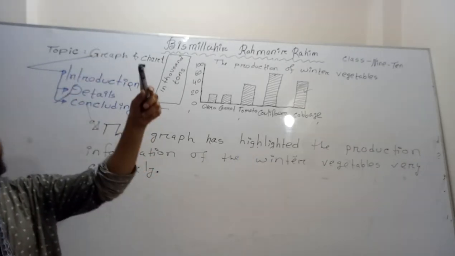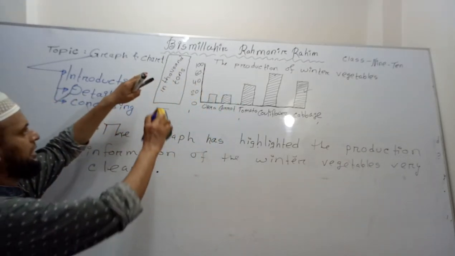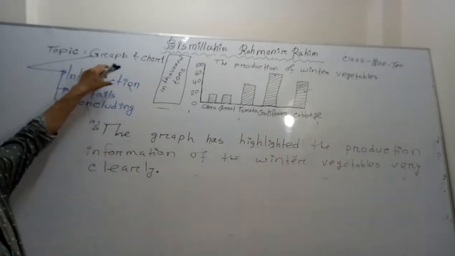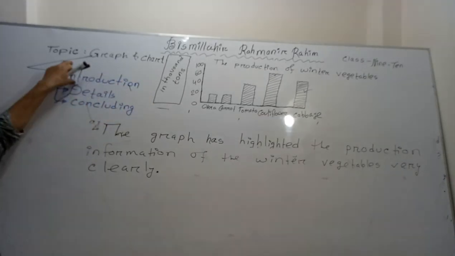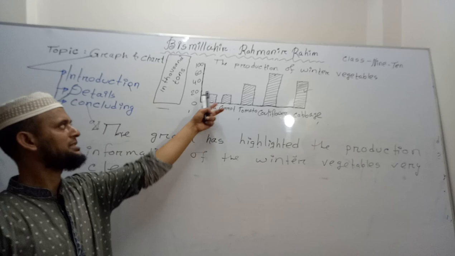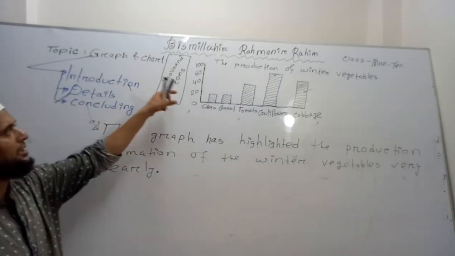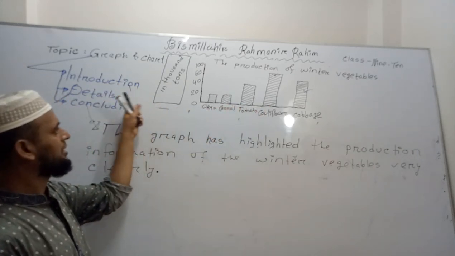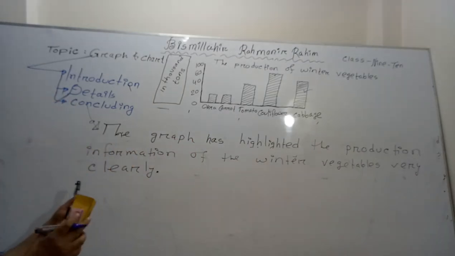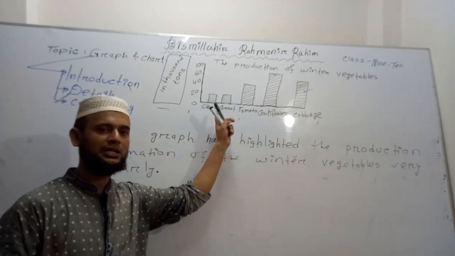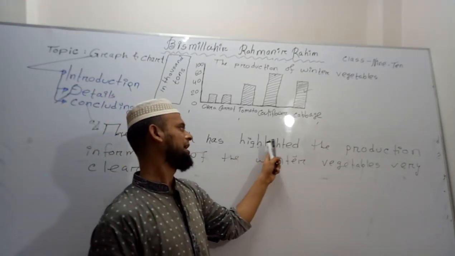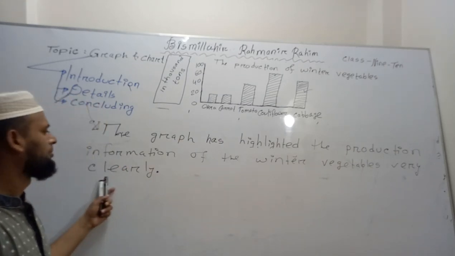So dear students, you should bear in mind, for describing a graph in short, you should describe it in three steps. Firstly, the introduction: the graph provides, gives, represents information like this. Then the details: you look at the graph and start describing step by step, one after another, and give a comparison amongst the elements mentioned in the graph. And the concluding line you can use like this: the graph has highlighted the production information of the winter vegetables very clearly.